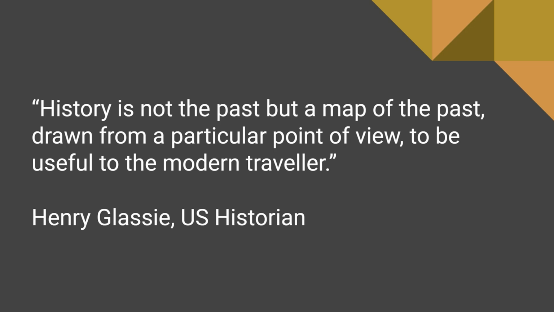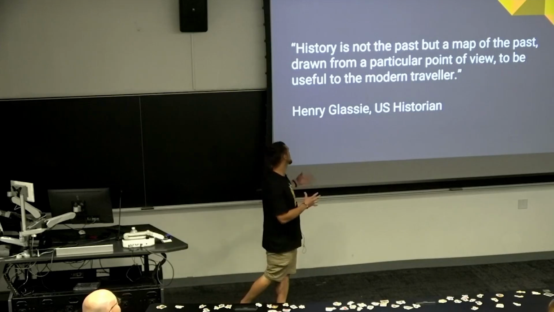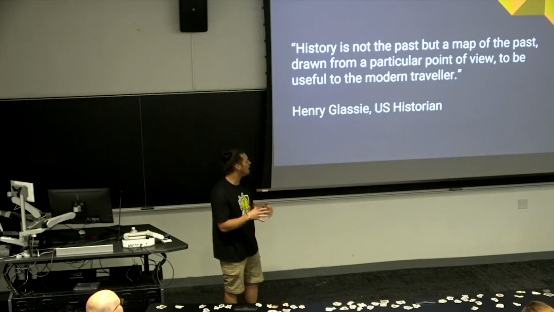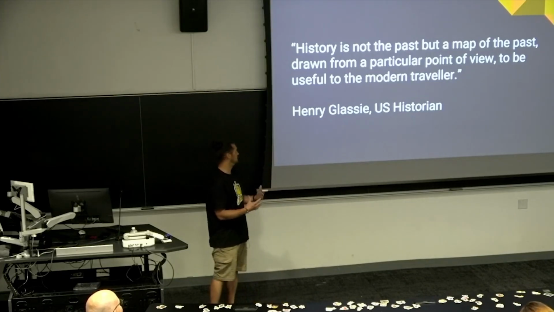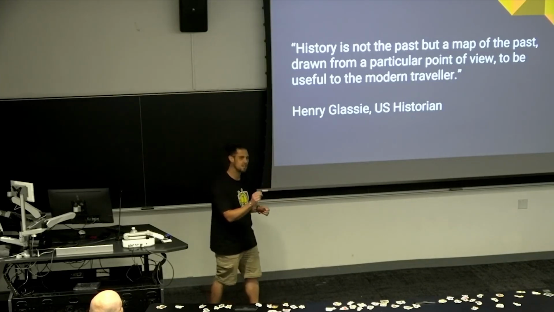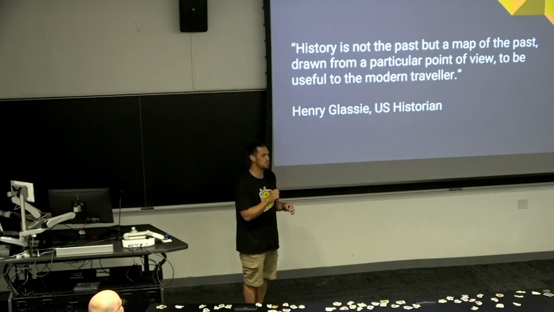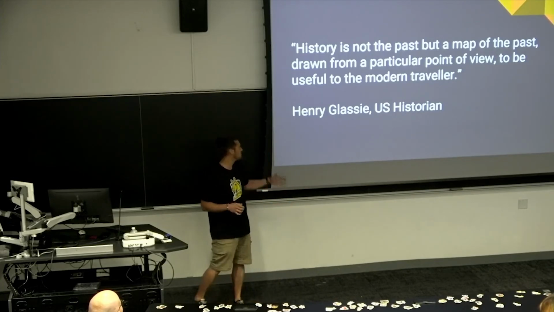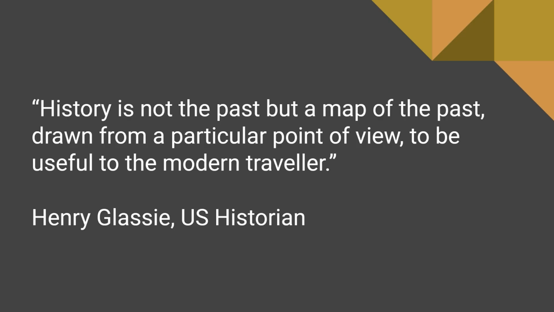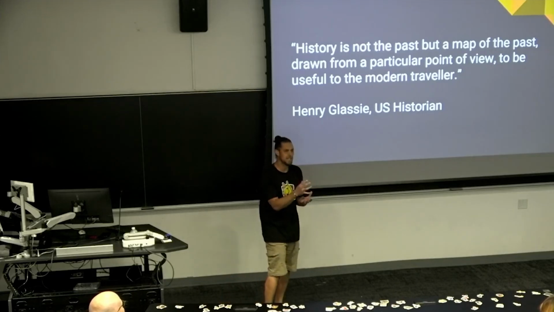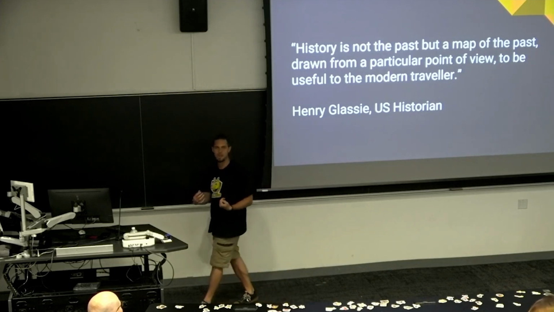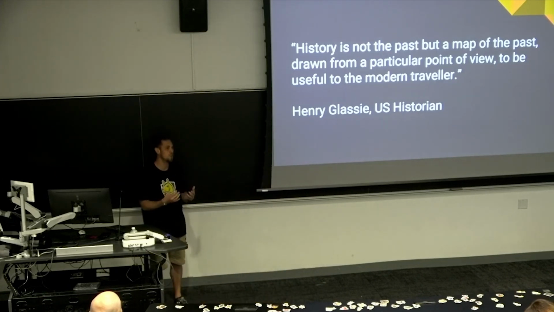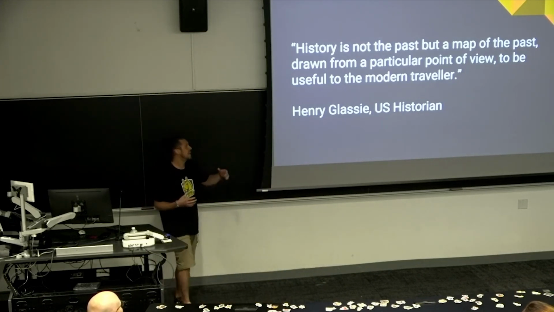So one quote that I love that prefaces this whole conversation is, "History is not the past, but a map of the past drawn from a particular point of view to be useful to the modern traveler." This is from Henry Glassie, a US historian. The idea is you can paint history 1,000 different ways. We can paint it from any perspective we want, but it's not useful unless it's painted from the perspective which you want to be useful as a guide. And that's exactly what this is.